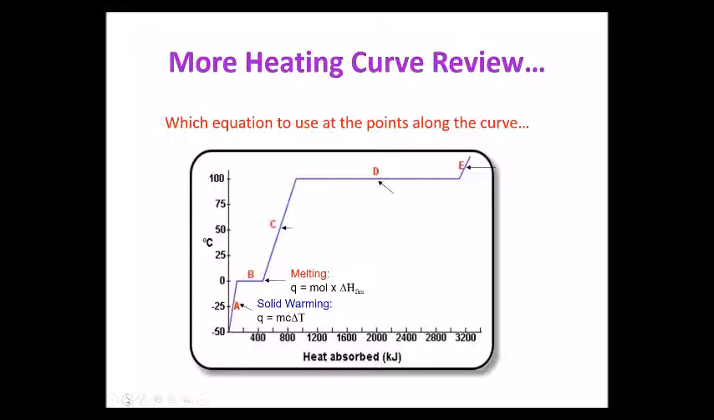C is back to warming a phase. In that case, it's warming the liquid, so that would involve another Q equals MCΔT. You're just changing the temperature, raising the temperature, warming it, increasing its kinetic energy. Then, of course, the vaporization. Now that's a phase change, so we're rotating back to Q equals the moles times the heat of vaporization. Once again, they usually start with grams, change it to moles, and then you can multiply.